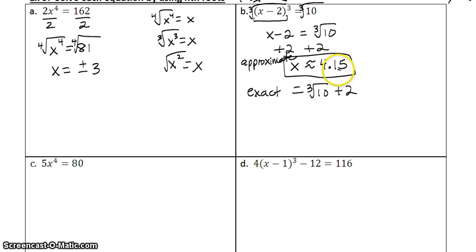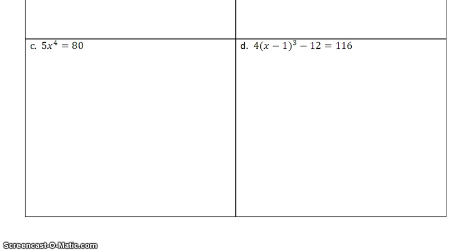I'd like you to pause the video and try C right now. Unpause when you're ready to check your answer. You should be getting x equals positive or negative 2. Here's how I did that. Divide by 5, take the 4th root, and because it's even, I've got 2 answers.